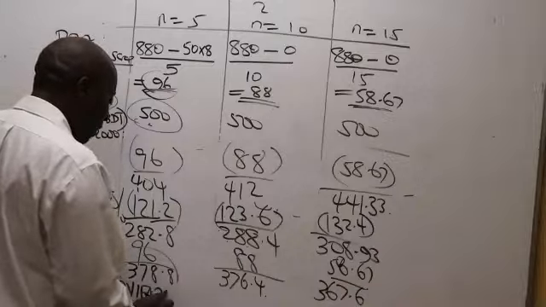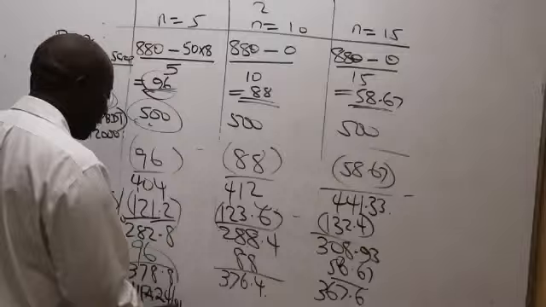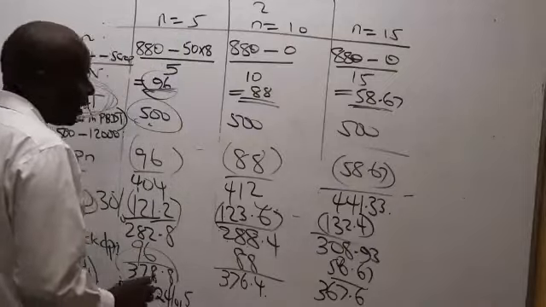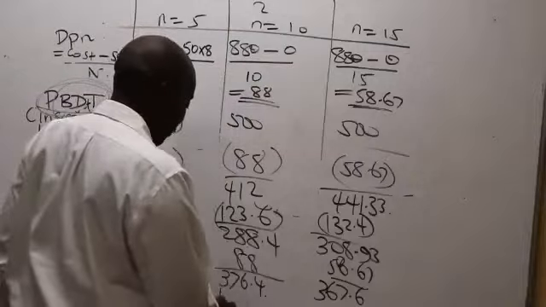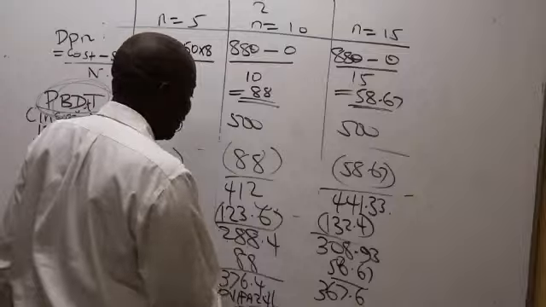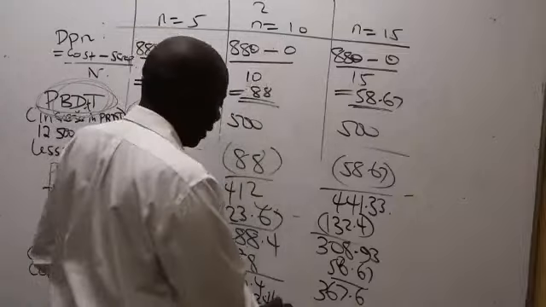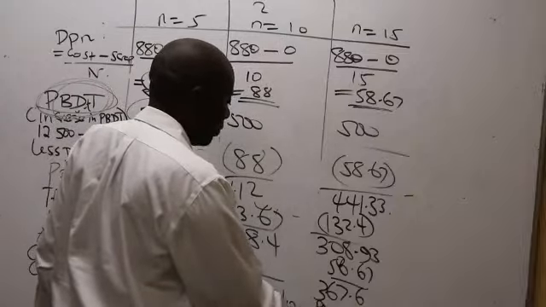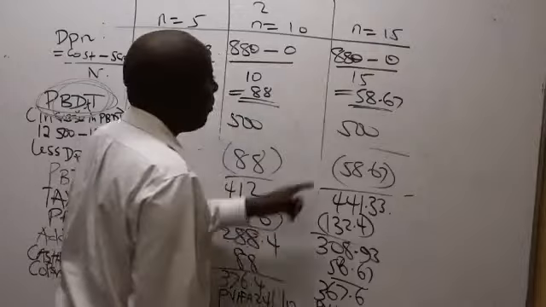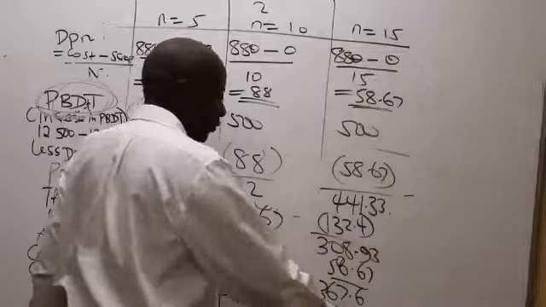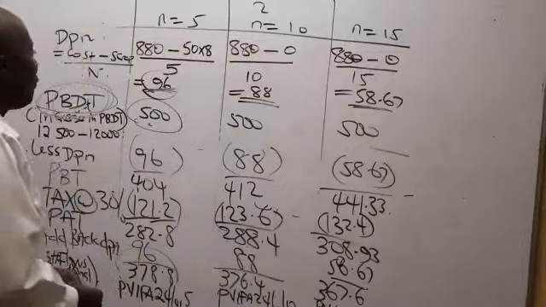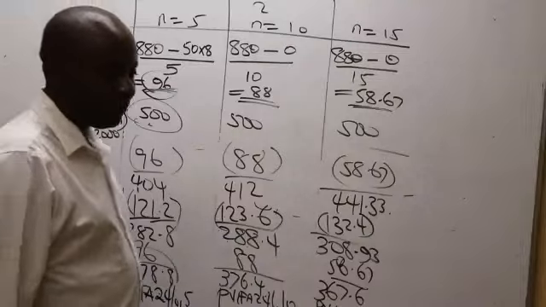So here I'll be reading the PVFA 24% for how many years? 5 years. Here I'll be reading PVFA 24%, but how many years this time around? 10 years. And then we have PVFA here, 24% is common. How many years? 15 years. So could you be kind to me and give me those PVFAs?